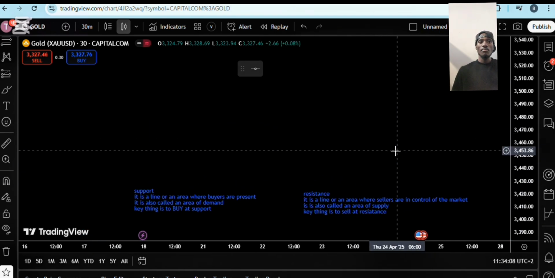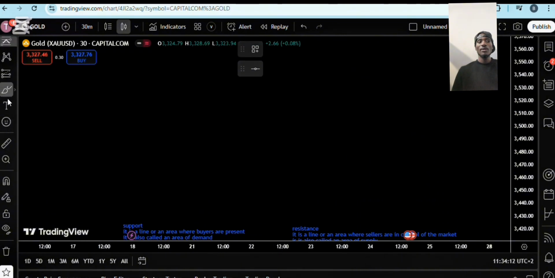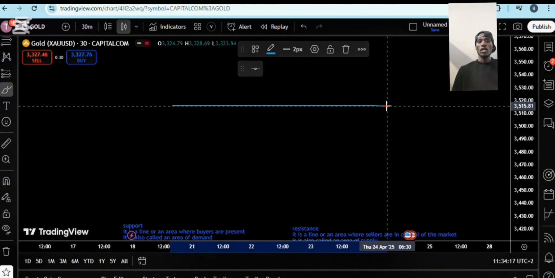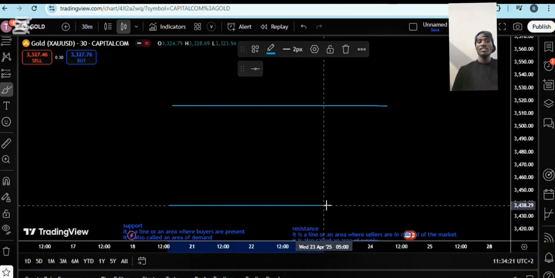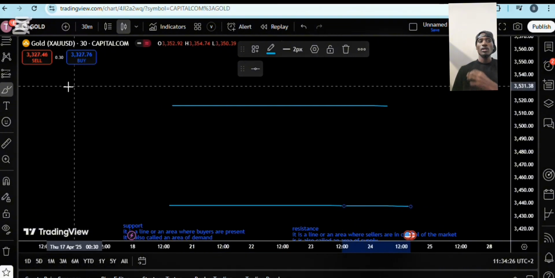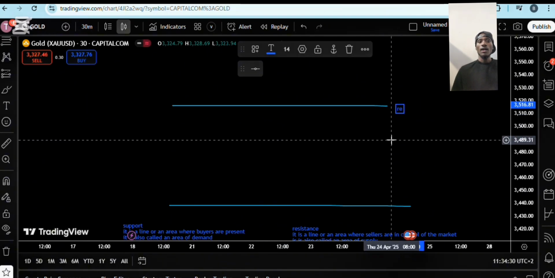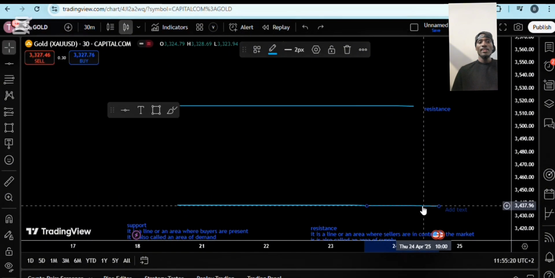So let me draw a support and a resistance. Let me start by drawing a resistance. I'll draw a line and call that line a resistance. Then I'm going to draw a support below, and I'm going to call that line a support. I'm going to label that line resistance, then label the lower line as support.